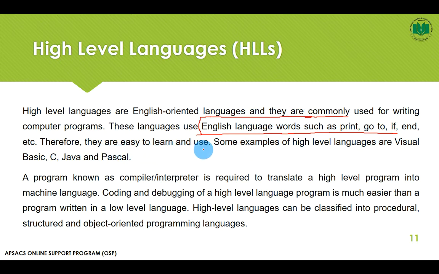High level languages are easy to learn and use as compared to low level languages, which are difficult to learn and use. Some examples of high level languages are Visual Basic, which is a Microsoft language, C language, which we are going to study, Java, and Pascal. There is a program known as a compiler.